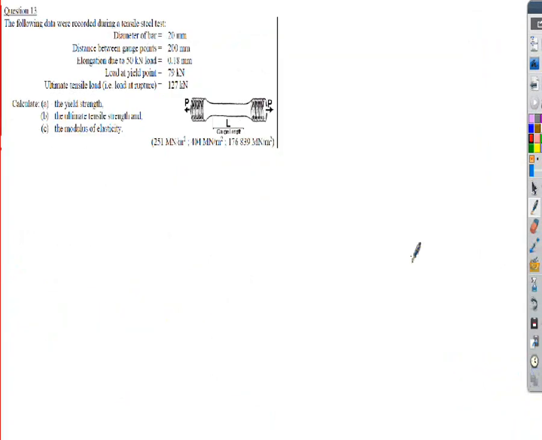Okay, let's read the question. It says, the following data were recorded from a tensile test. I'm just reading the information from the question here. The first thing is, we've got a tensile specimen.